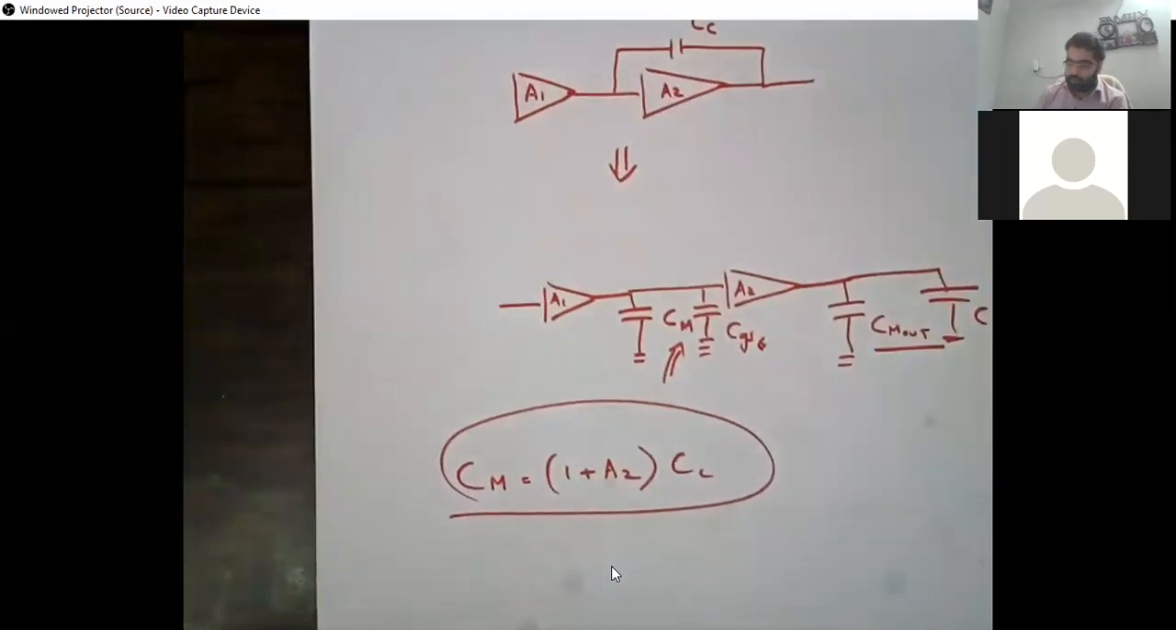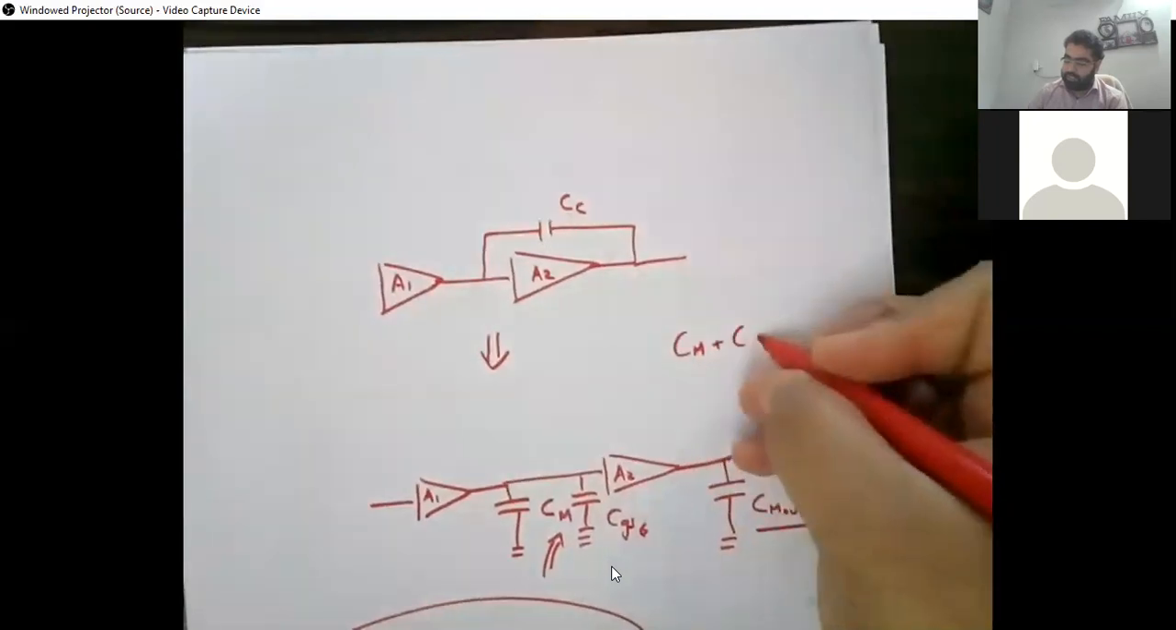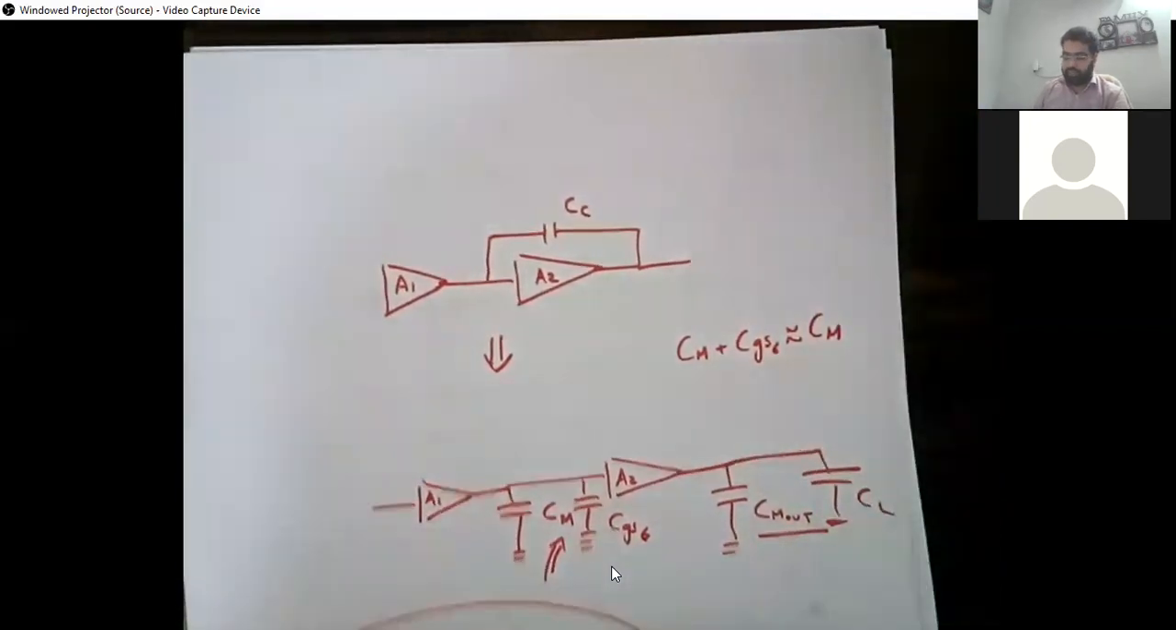Okay, sir. Thank you, sir. So that's why when we say CM plus CGS6, we can say it's equivalent to CM, because the value of CGS6 is quite small.